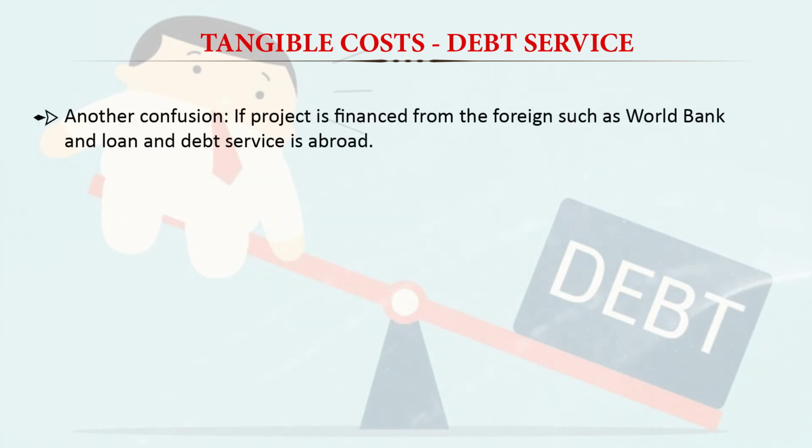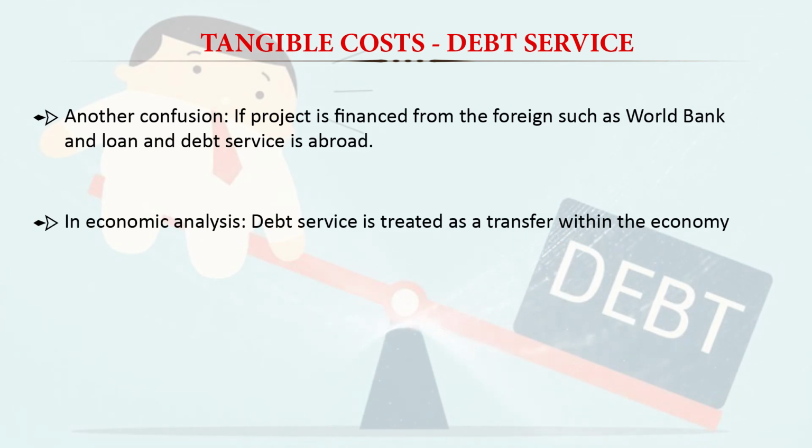Then another confusion when we have the debt service as a cost: if the project is financed from a foreign agency such as the World Bank, with the loan and debt service basically from abroad, in that condition, because in economic analysis we have the assumption that all the resources we are getting are from domestic resources, and we are also giving returns to the domestic. So that's why that is considered as a transfer payment. So in case of economic analysis, the debt service is treated as a transfer within the country.